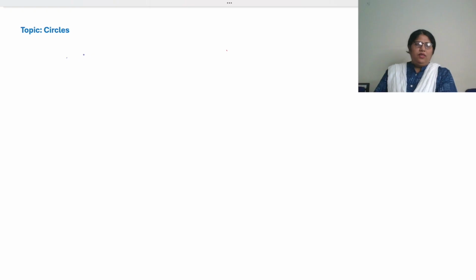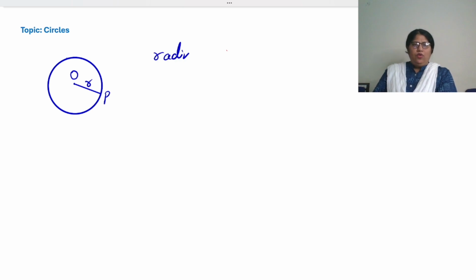What is the meaning of a circle? It is a pathway of points. It is the collection of infinite points which are at a fixed distance from a fixed point. That fixed point is O and the fixed distance from the center to the circle is called the radius. So here what is the radius? We know radius is nothing but here in this case it is OP, which is represented by small r.